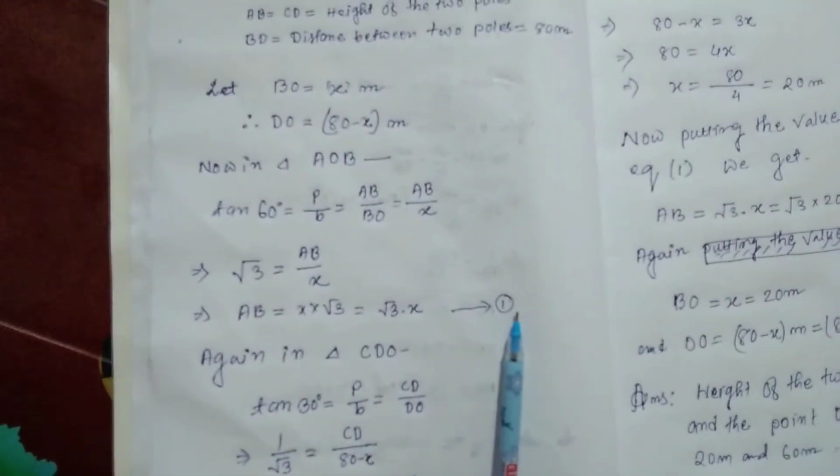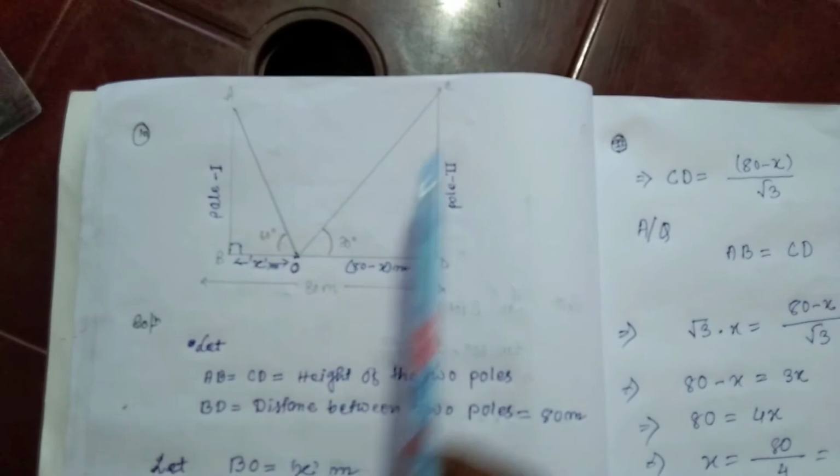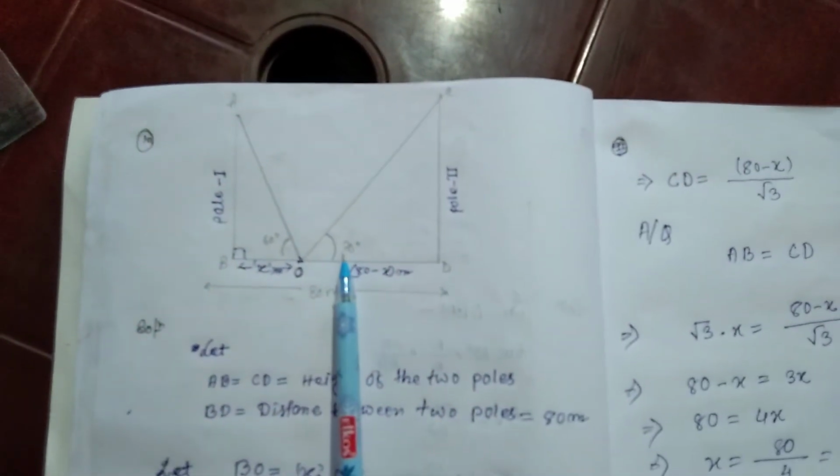Now we are going to step 2. Step 2 means we go to the next right angled triangle. Our next triangle is CDO, whose elevation angle is 30 degrees.